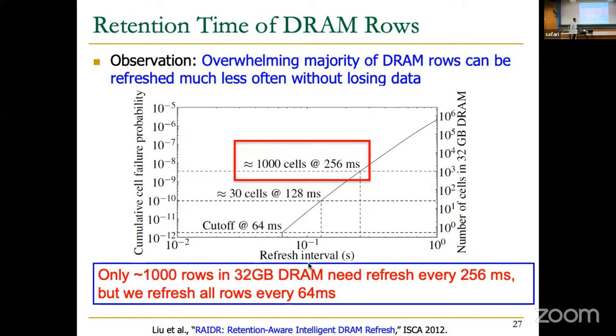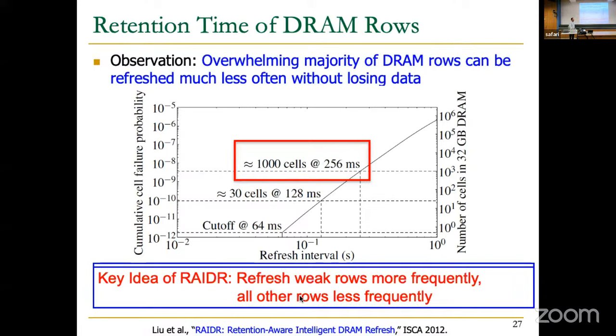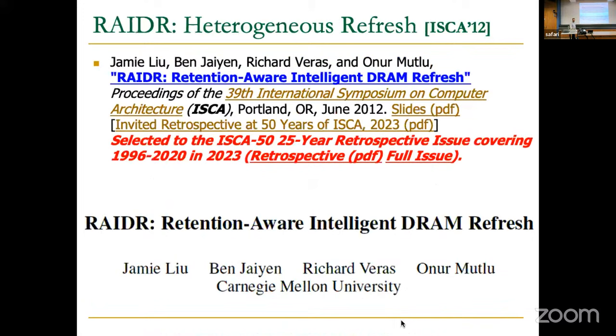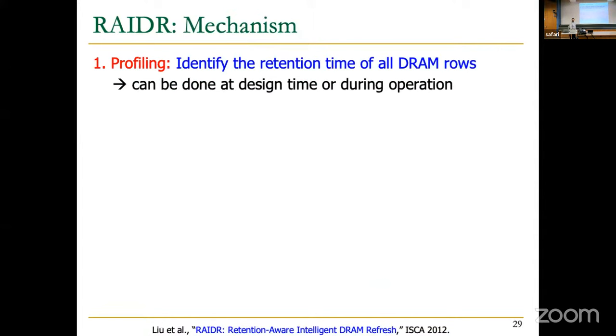Okay, so the key idea is RAIDR. It's exactly what you said: refresh weak rows more frequently, all other rows less frequently. This is a very straightforward, very simple idea. And it was not implemented before 2012. I'm not sure if it's implemented today as well, actually. We need to figure that out as well. But this paper was the first to explain the benefits of that and how effective this idea can be. I guess we will get into that in a little bit.